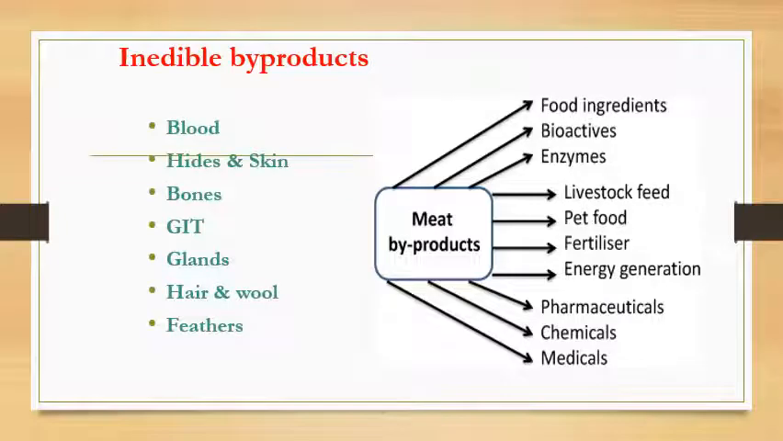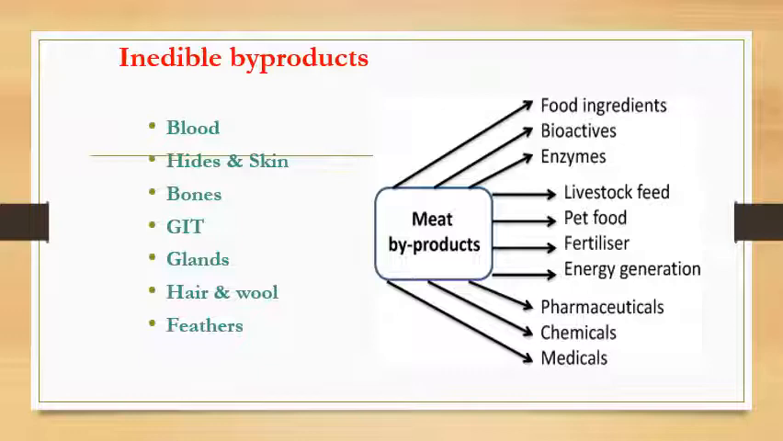Now we will discuss inedible byproducts. In fact, this lecture is more on the inedible byproducts, an introductory look at the different byproducts. Some of the most common byproducts which we get in the process of slaughter, the first is the blood. Briefly we will talk about the use of blood, and later we will discuss it in detail in a separate lecture.